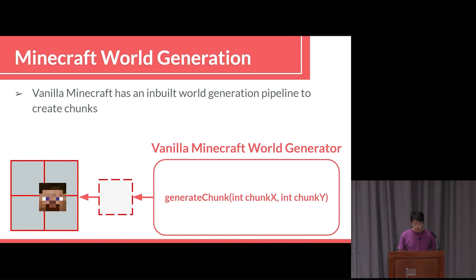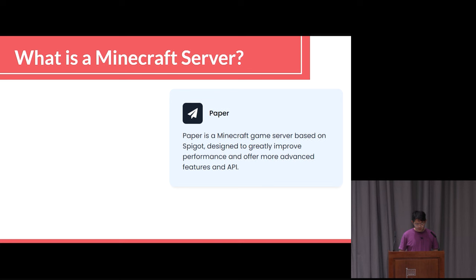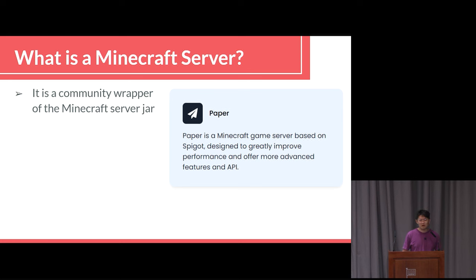As a side note, vanilla Minecraft refers to the unmodified base Minecraft game code, so whatever you get when you download the game from Minecraft.net. And tonight, we'll use a Minecraft server to override this pipeline with our own code. Specifically, we will use a Minecraft server like Paper. Paper is a community-driven project which wraps the vanilla Minecraft jar file and gives us an API to work with to interface with Minecraft in a way that's a bit more stable and maintainable.